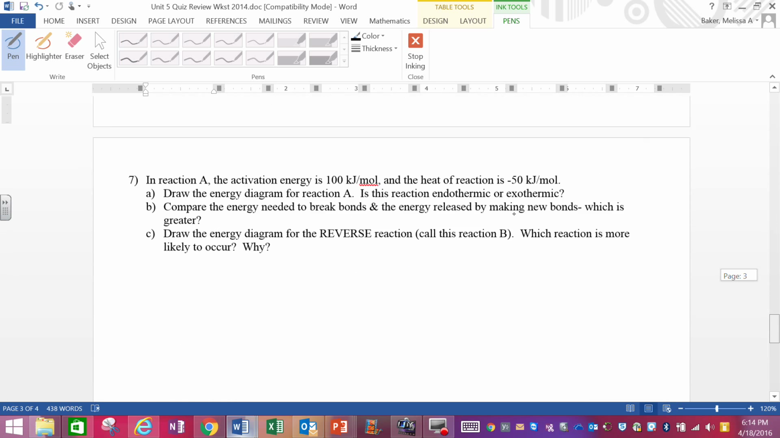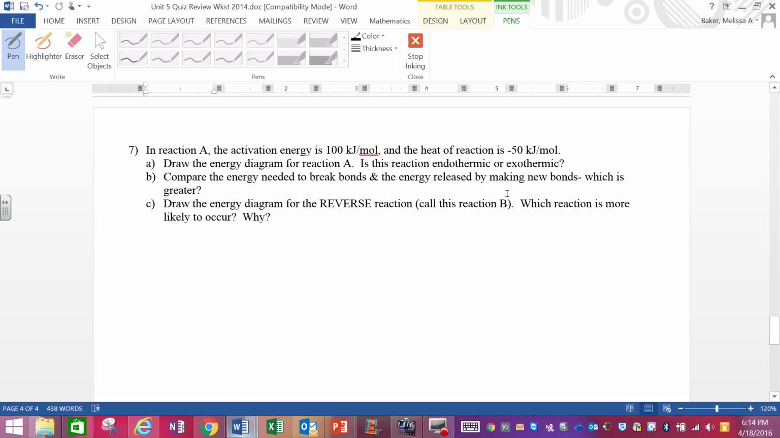Alright, and the last problem is drawing some energy diagrams when you're given some numbers here. So it says reaction A, the activation energy is 100 kilojoules per mole. The heat of reaction is negative 50 kilojoules per mole. If the heat of reaction is negative, that tells you the shape is the exothermic shape. Okay, so from here to the top is 100 kilojoules per mole, because that's the activation energy. From here to here, that's the heat of reaction, that's negative 50 kilojoules per mole.